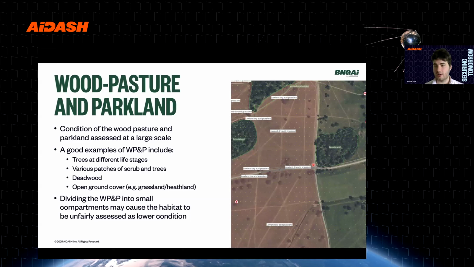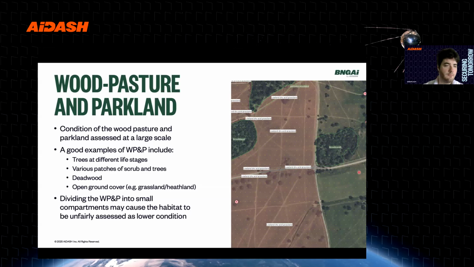So I really would avoid subdividing your parcels unless you're doing so because the condition really strongly differs. Because the spatial scale of wood pasture and parkland is very broad, and if you start dividing everything up, you're not going to have all of the features that you need to get good condition. And you might end up with two areas of moderate condition rather than one area of good condition. And again, there's no wrong way of doing this, and it depends on site by site, but you need to do this with intentionality and think about your justification for it.